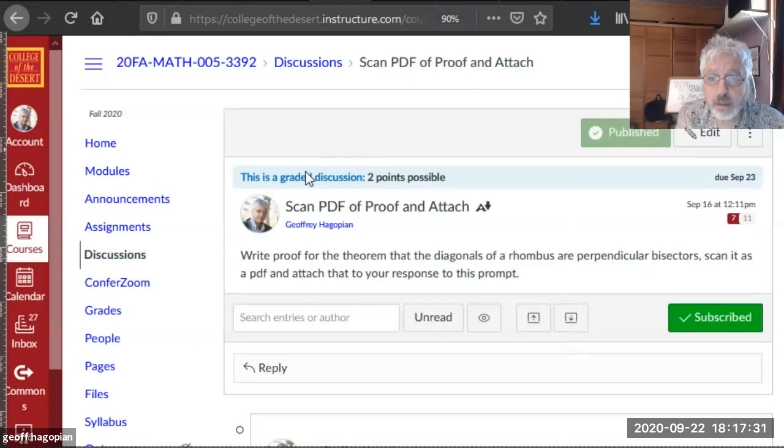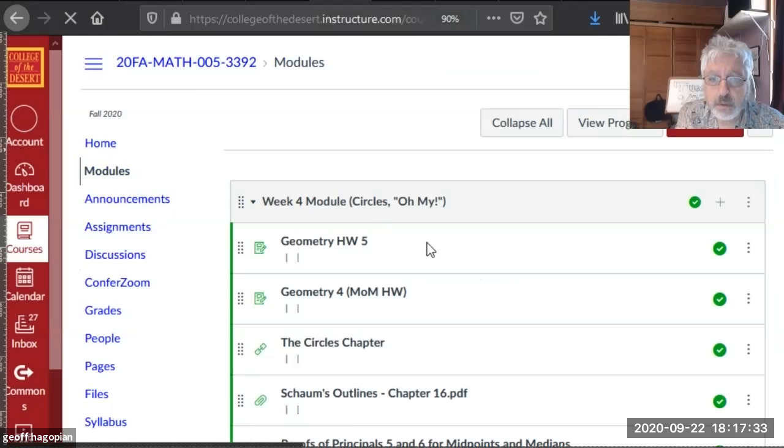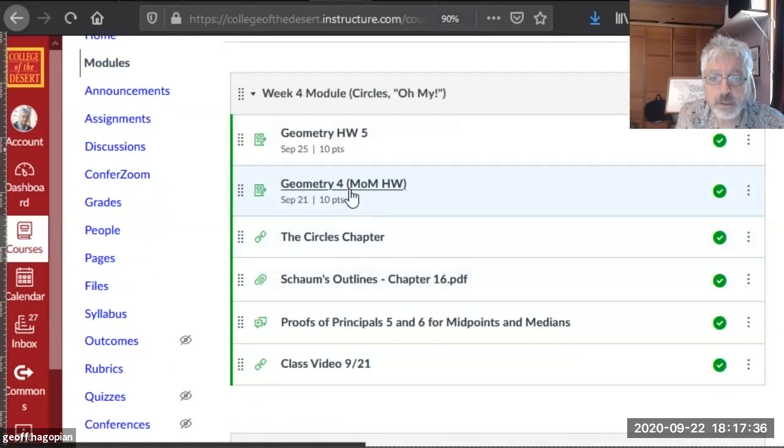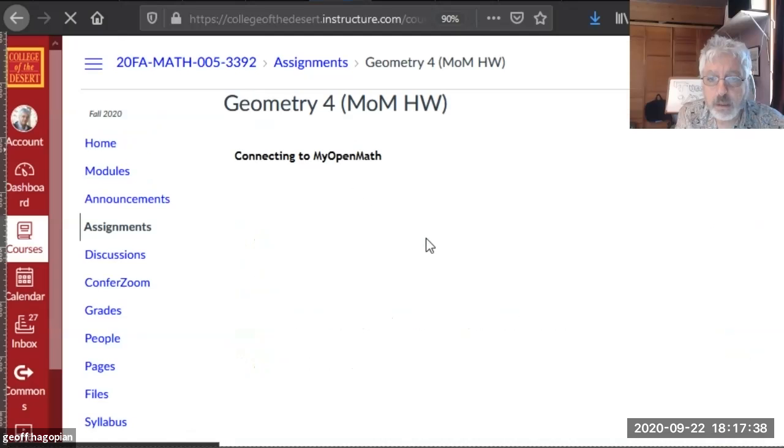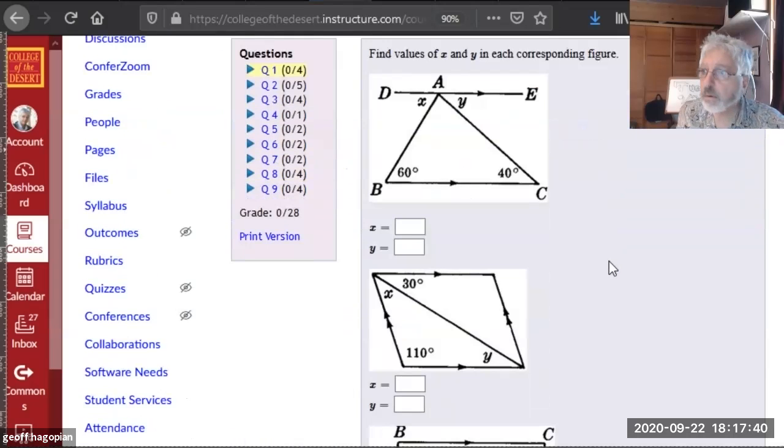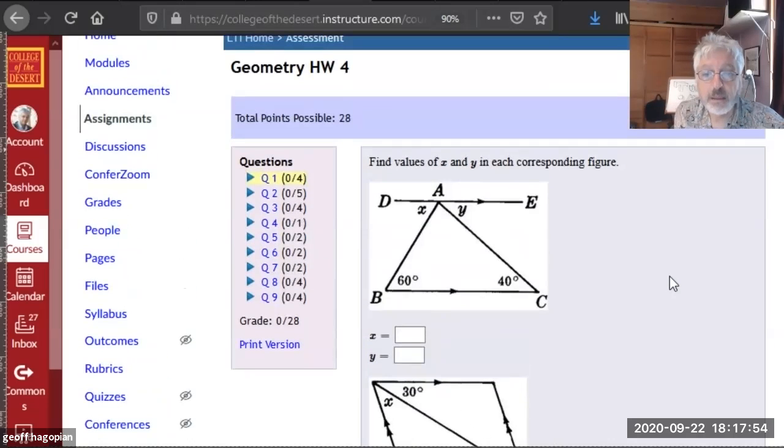Okay, so we want to go to modules, and there was some question about geometry 4, which is here, right? And that was, so Gail Salgado is chiming in. Yeah, I knew that you were here. Oh, and then Kaya said, can we go over homework 4? Okay, yeah. So let's do that. So here's geometry homework 4.